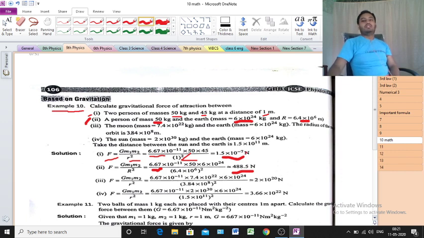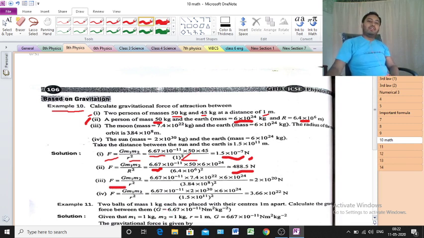Again, why Newton? Why, sir? Why here is Newton? Nothing, very simple thing. Just you are calculating the force of attraction, that means you are calculating the force, so the unit will be force. That's why the SI unit of the force is Newton. That's why the answer is Newton. Clear? Here all the things are SI, that's why that is Newton. Clear?